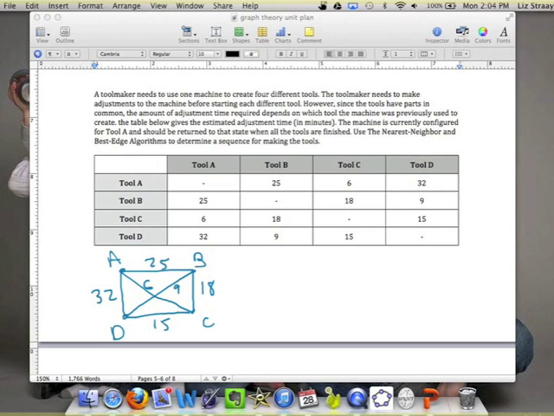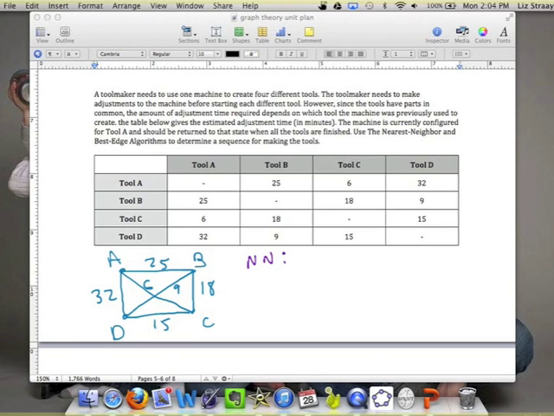So it says now that we want to use each of the algorithms to determine a good sequence for him to make the tools. It says the machine is currently configured for tool A and should be returned to that state at the end of the day so that he's ready to start again the next day. All right, so if we do the nearest neighbor.